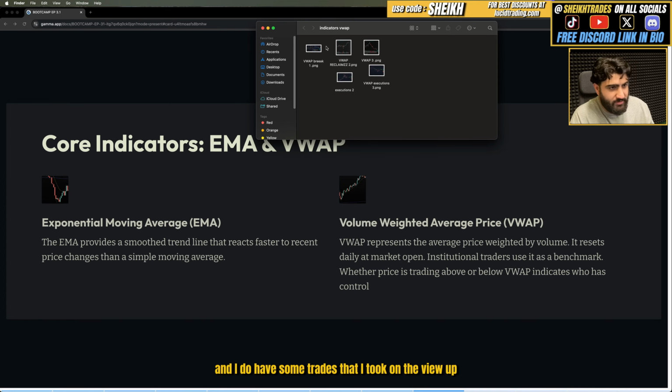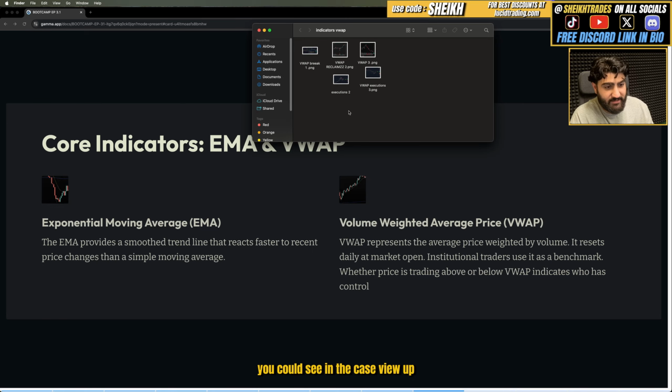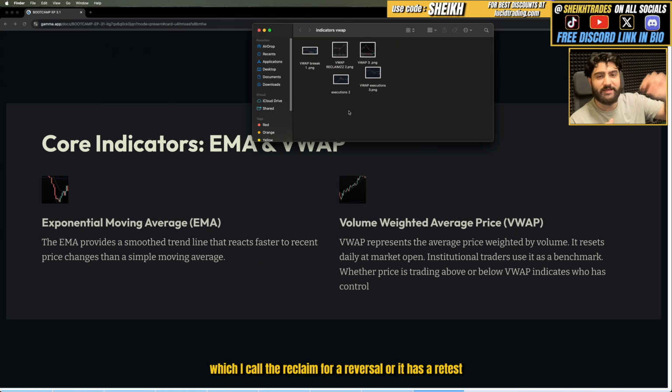And I do have some trades that I took on the VWAP. You could see it indicates VWAP. So there are two cases where I use VWAP. A break and retest, just like a normal support and resistance level, just like a normal key level. For me, VWAP is more of a key level. It's a dynamic key level, just the same as the EMA. But the EMA has more use to it, which I'll explain in a couple of minutes. The VWAP has a break that I trade, which I call the reclaim for a reversal, or it has a retest. So it either breaks or it retests. Break and reclaim, or retest.